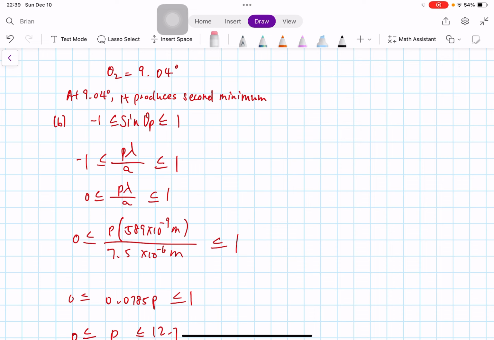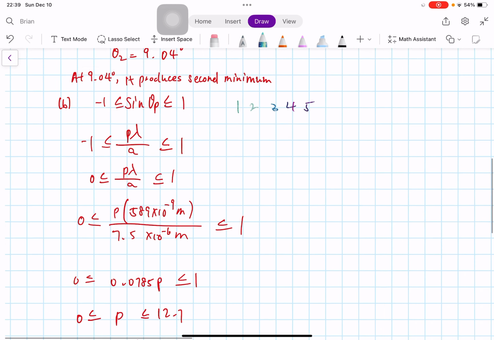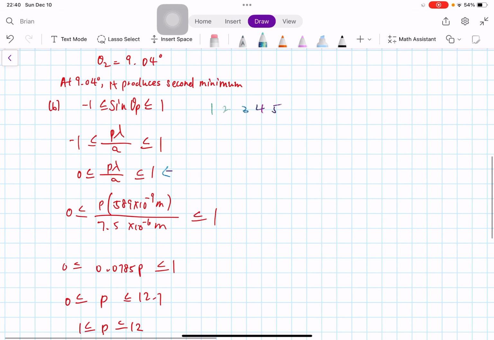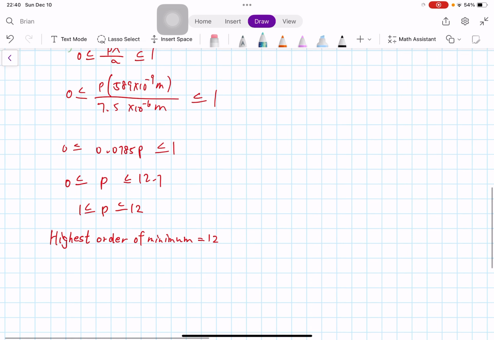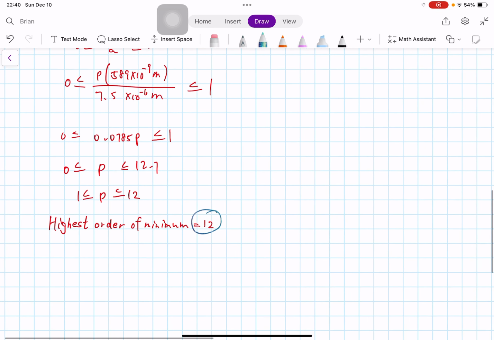But since p has to be 1, 2, 3, 4, 5, and so forth, when we're simplifying to this step, this whole thing is positive, so this thing would never go negative, so this is -1 to 0. But for p, it starts with 1, so here I convert 0 to 1. But other than that, it's just some numerical calculations. So we have the highest order of maximum, the minimum would be 12.